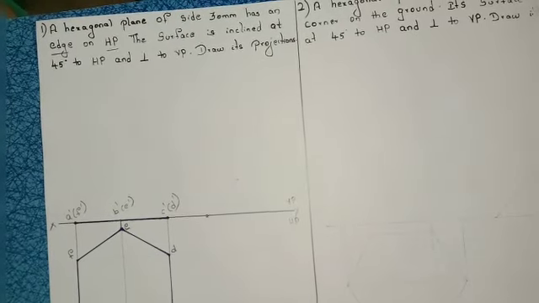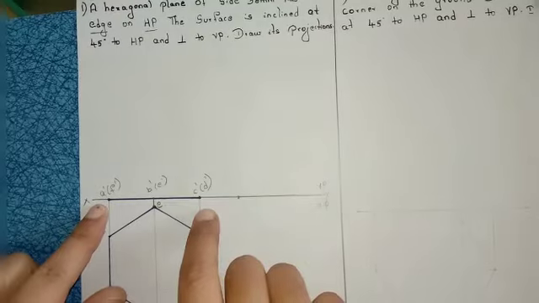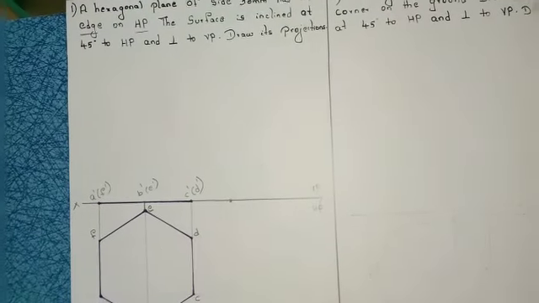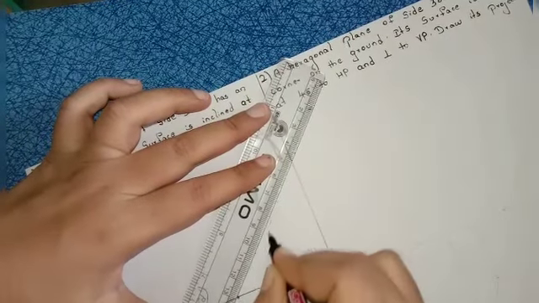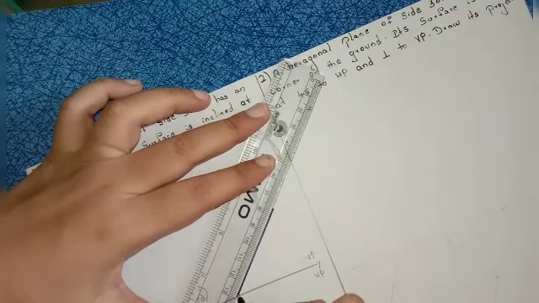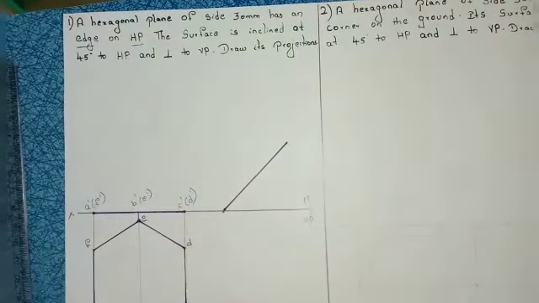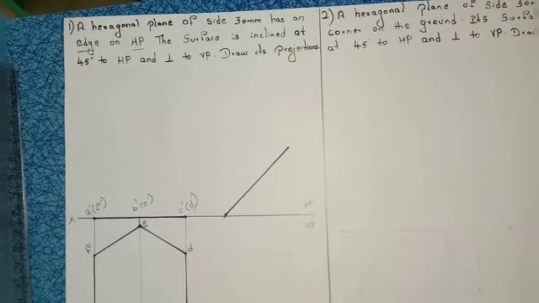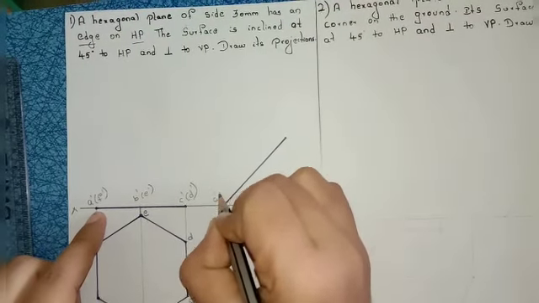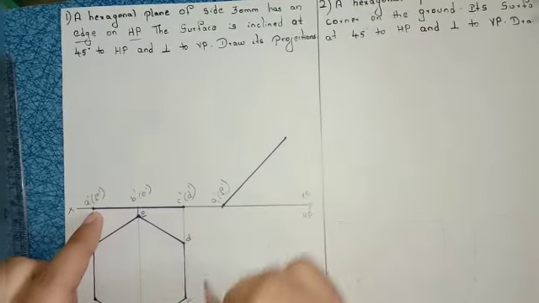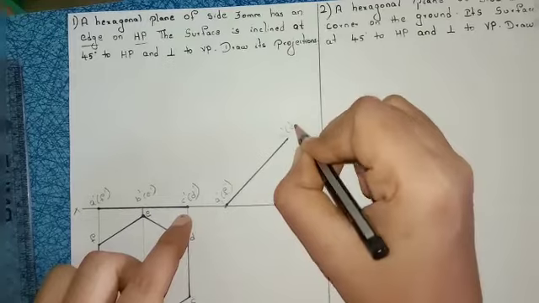So length is how much? From A dash to C dash, measure this length and draw here with the angle of 45 degrees. Same, measure this length and draw here. Now what is the first point here? A dash F dash. Now write down here A1 dash F1 dash. What is the last point here? C1 dash D1 dash.